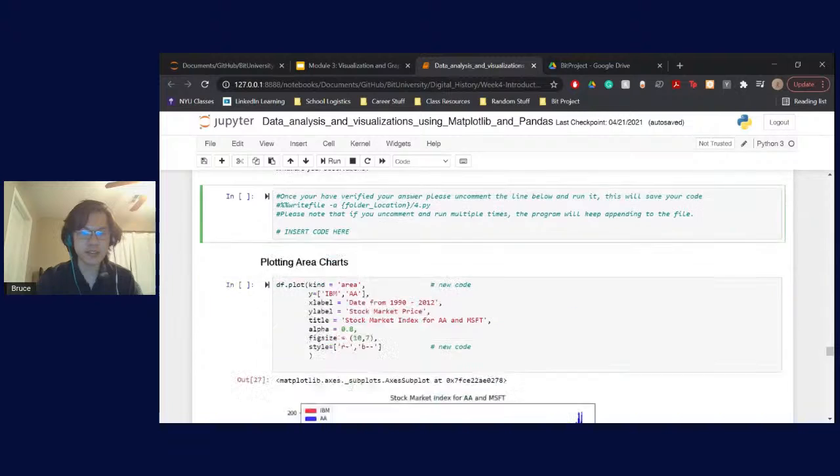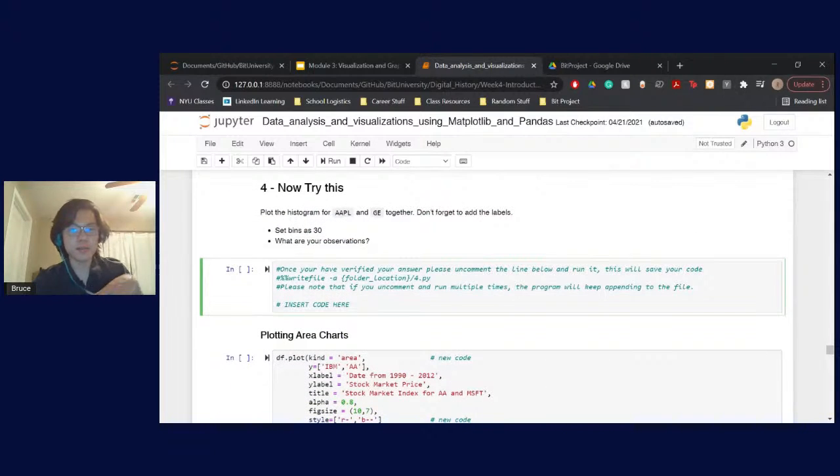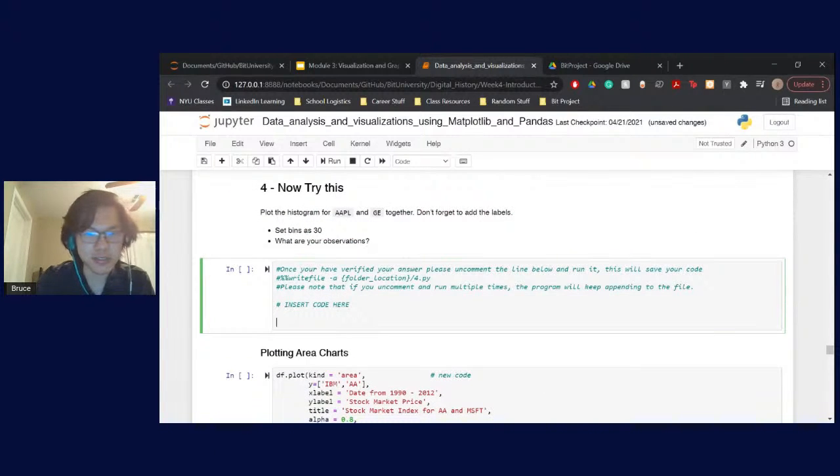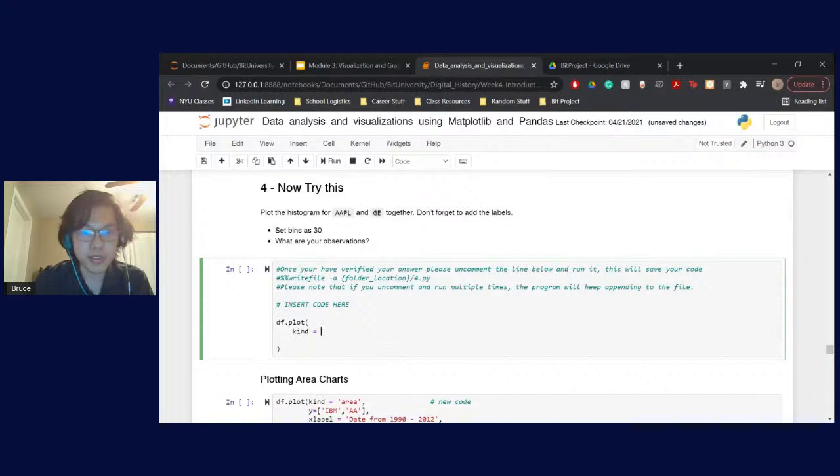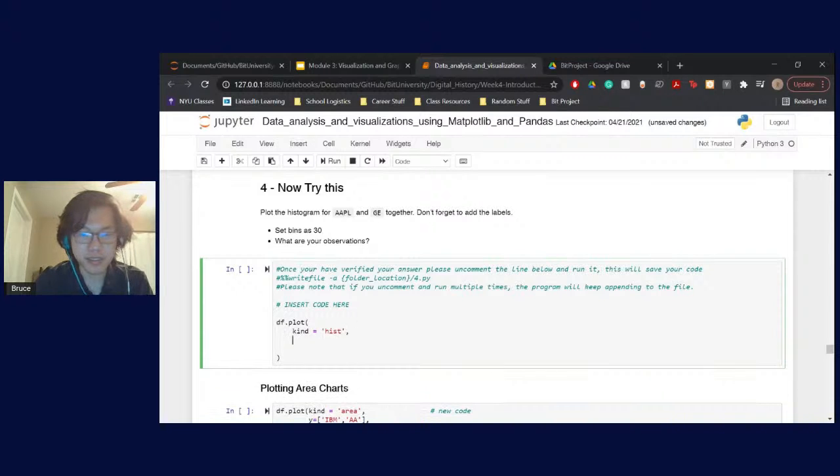Okay, let's do the histogram first. Plot the histogram for A, PL, and G together. So we're doing df.plot because we're looking at our stock market data. And what is our kind? We're plotting a histogram, so it's hist, right? What columns are we looking at? We're looking at A, PL, and we're looking at G.